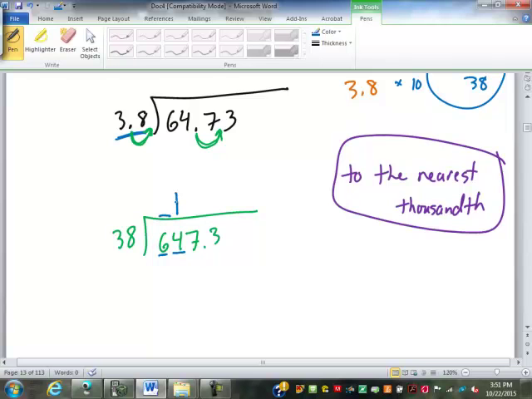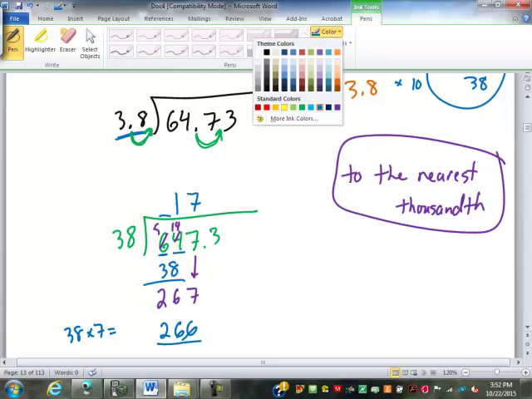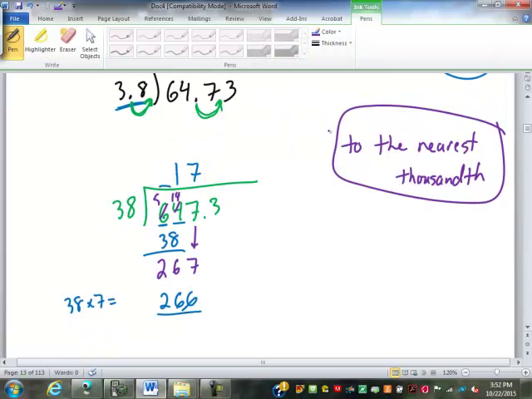What's next? Okay, 1 times 38 is 38. We subtract that from 64 to get 26. Very good. Now what? Bring down the 7. And then we're looking at 38 going into 267. 7 times, you say? So 7 was the last digit we used, so our 7 goes above the 7. 7 times 38 is 266. Very good. So we subtract to get 1.